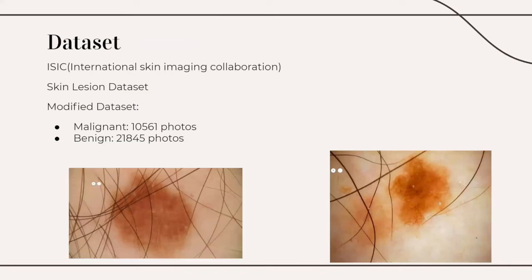The dataset that we used for our project is the skin lesion dataset from the International Skin Imaging Collaboration. We randomly selected photos from the benign and malignant image dataset, resulting in a final dataset consisting of 21,845 benign images and 10,561 malignant images. Below are examples of the initial benign and malignant images from the ISIC archive.